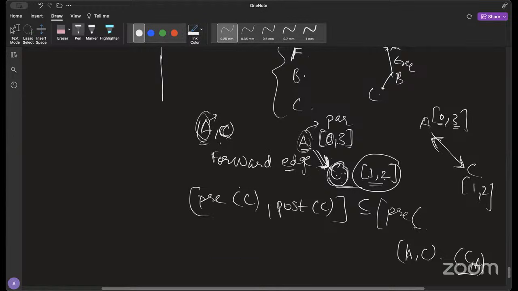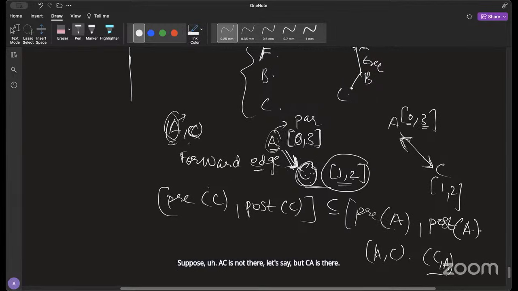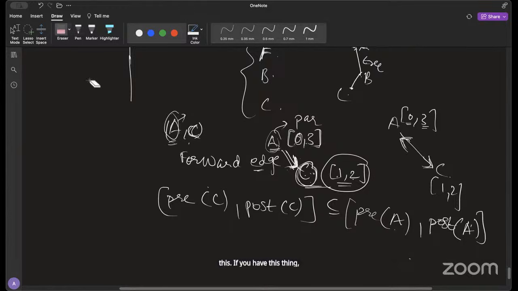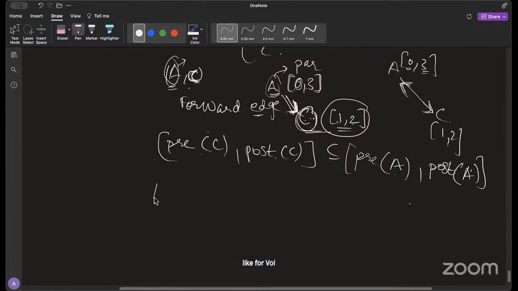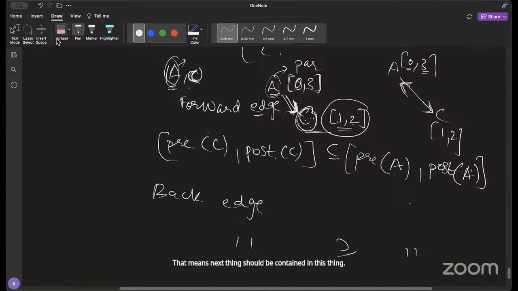No, I'm just trying to understand from pre-post numbering what is the formula or guidance for, suppose, AC is not there, let's say, but CA is there, but it is a non-tree edge. If you have this thing, pre-C, post-C should be contained in pre-A, post-A. That means the one that you've written later, the pre-post number of that should be contained in the one that's written first. That's for a forward edge. And in the back edge, it goes the other way. That means this thing should be contained in this thing. Oh, reverse of this. Yeah.